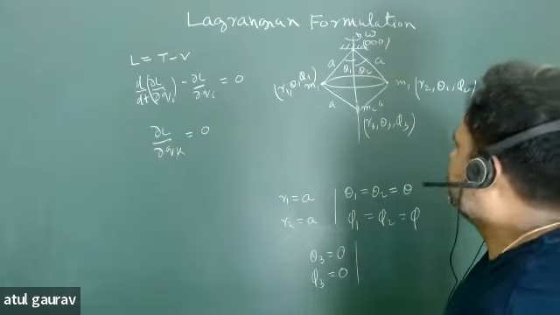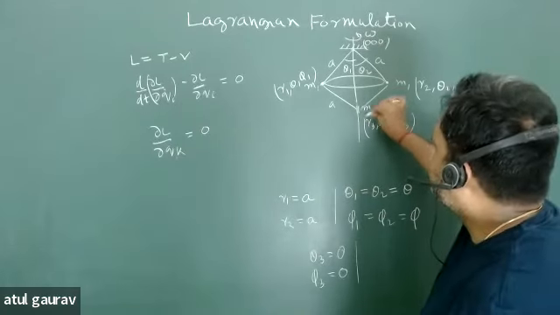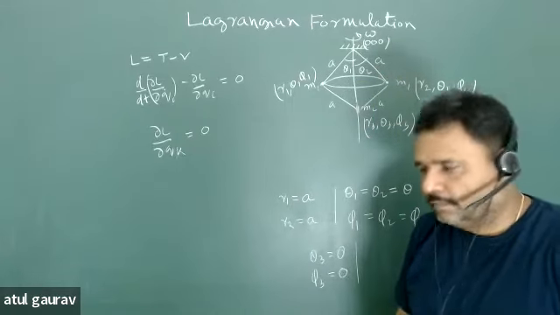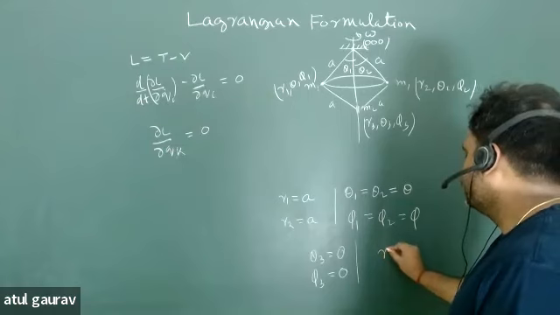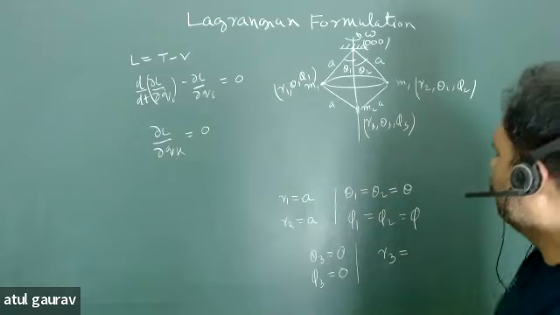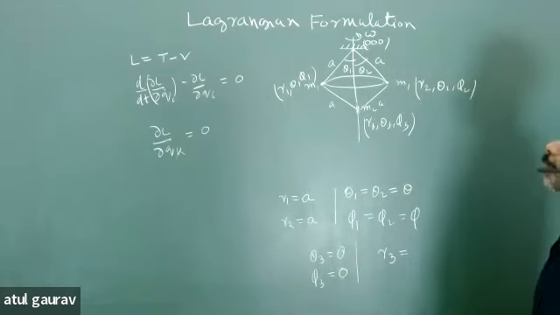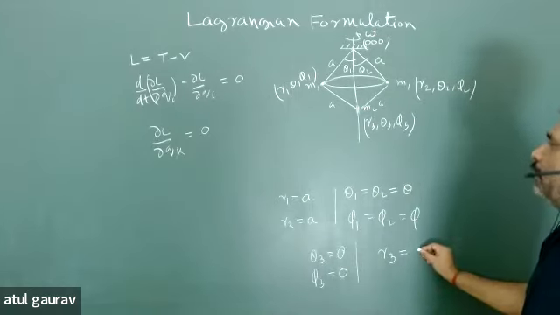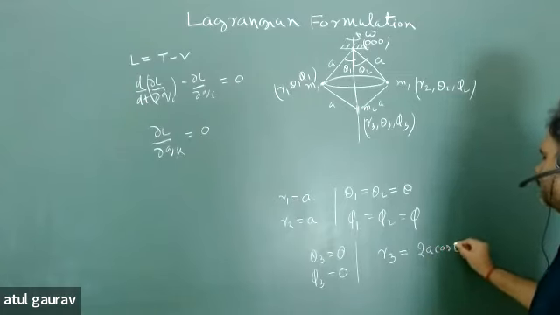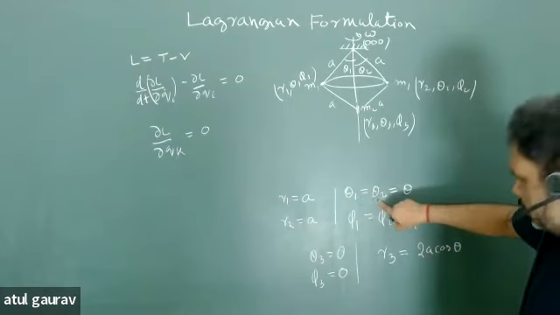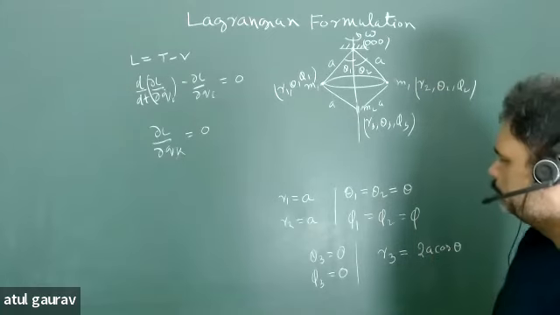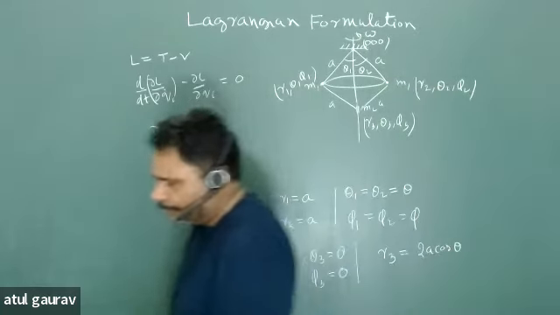Now, there is one more constraint. Is this R3 fixed or is it dependent on theta? Dependent on theta. So what is R3? Can I write it in terms of theta? R3 is equal to A cos theta 1, 2A cos theta 1. Very good. I have put θ1 equal to θ2 equal to theta, so R3 is equal to 2A cos theta. Are you comfortable?